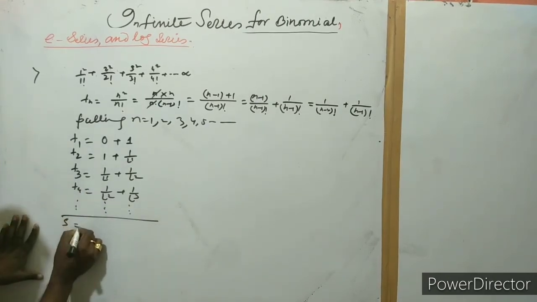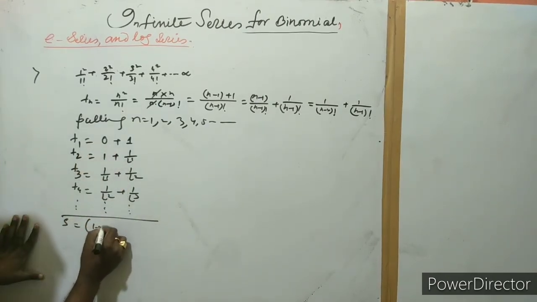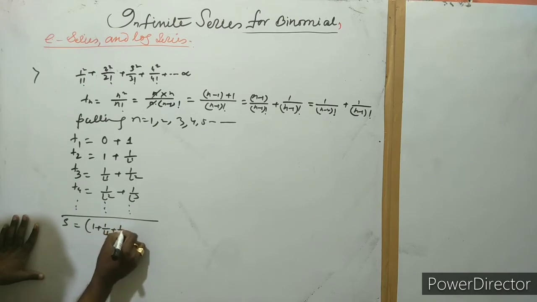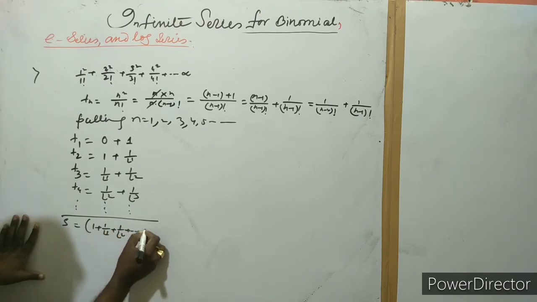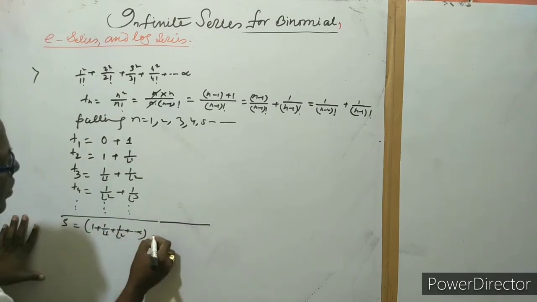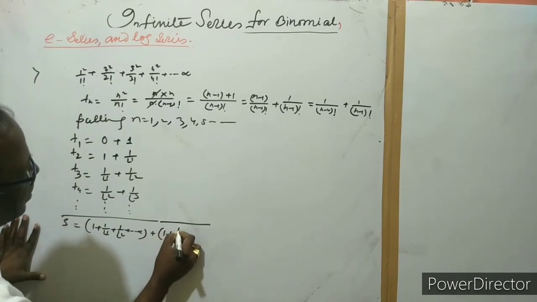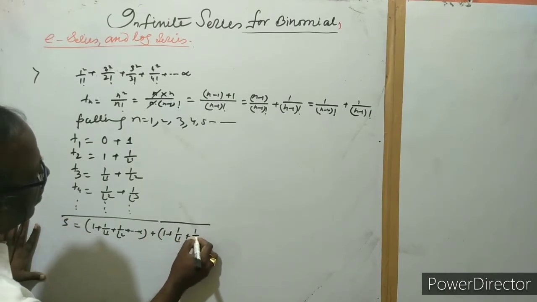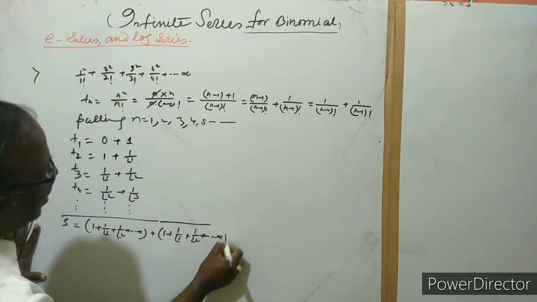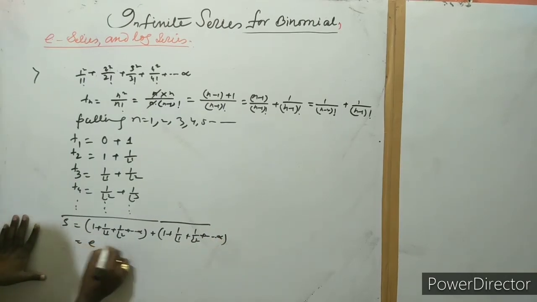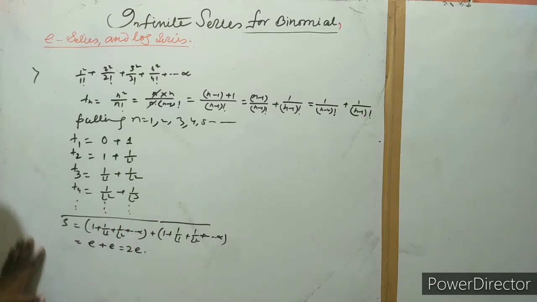Doing the sum, we get 1 by factorial 1, 1 by factorial 2, and so on. If we put this, 1 plus 1 by factorial 1, 1 by factorial 2, okay? And see, this is e, and this also e. So this is 2e. Okay, this is also a good problem for this.